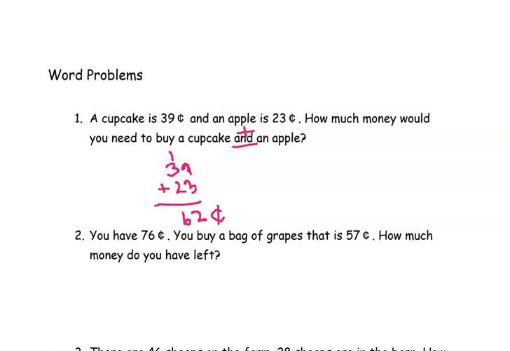Okay, number 2, you have 76 cents, you buy a bag of grapes, that is 57 cents. How much money do you have left? Well, we already know that left means that you have to subtract, right? This is the total, and this is the value of how much you bought. You have to subtract the value of how much you bought from the total. So you would do 76 cents minus 57 cents.